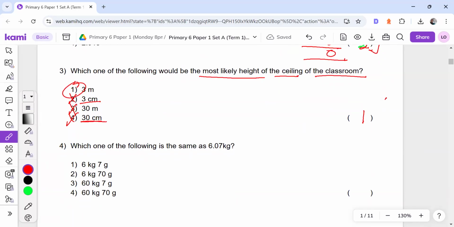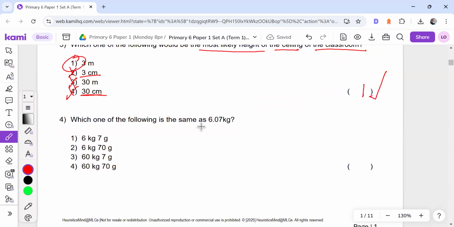Okay, so question three, that's number one. Question four, which of the following is the same as 6.07 kg? You will have to change this into grams. So how do you change this into grams? 6.07 multiplied by 1000. Change the kilogram to gram first.